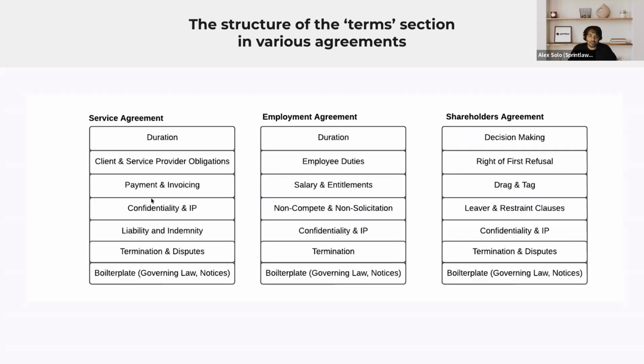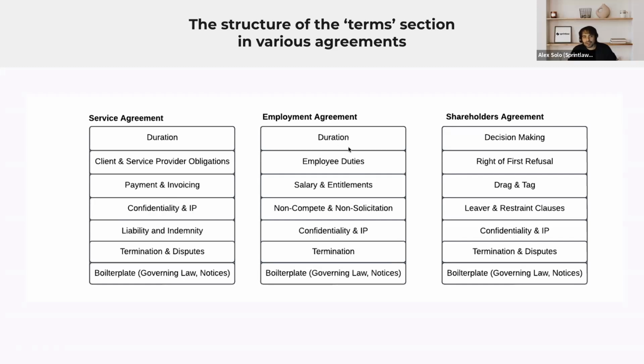And so in a service agreement, for example, or in most agreements, you'll normally begin with the duration. When does this agreement start? When does it end? You'll start talking about what person A and B are doing. Towards the back, you'll have termination. In the middle, you'll talk about confidentiality and liability if something goes wrong.